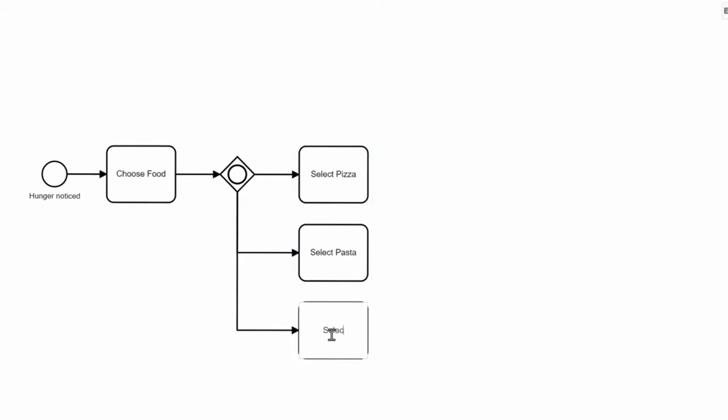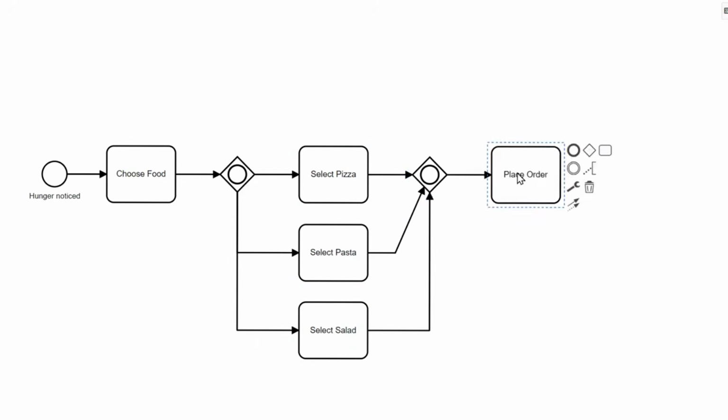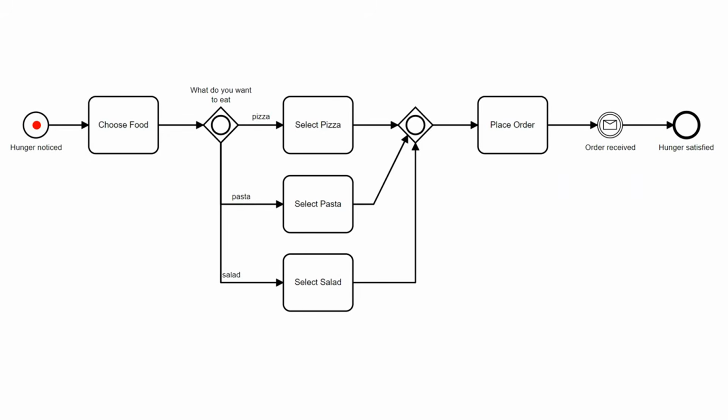Now we have to go at least 1 path. After selecting the food, we place the order and wait until it arrives. That's it. Now let's also walk this process through with a token. In our example, we choose pizza and salad.